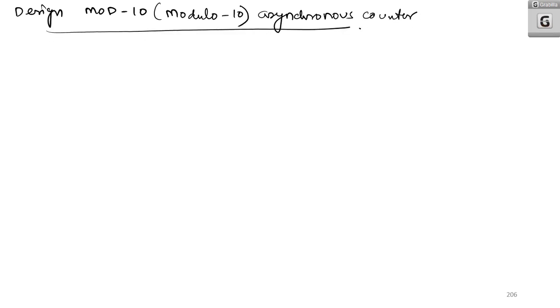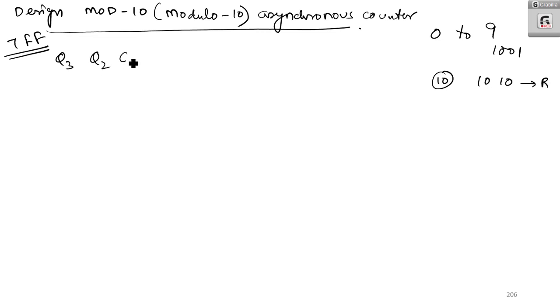Okay. Now if I am going for these asynchronous counters, let us see what happens. I am considering only T flip-flops here. So I have Q3. Mode 10 means I should count from 0 to 9. 9 means 1, 0, 0, 1. So at the instant 10, that is 1, 0, 1, 0, I should reset. So I have Q3, Q2, Q1, Q4 is there, and at that point I should get reset.